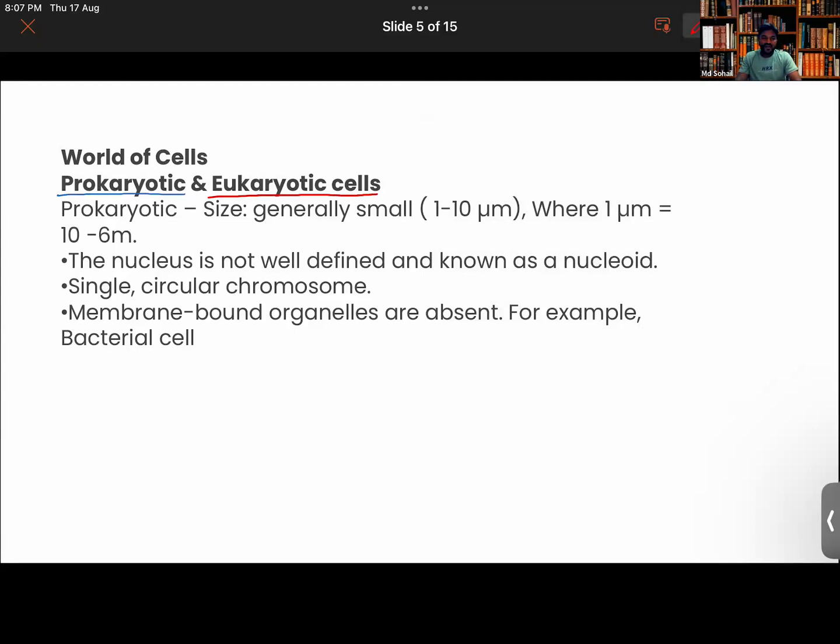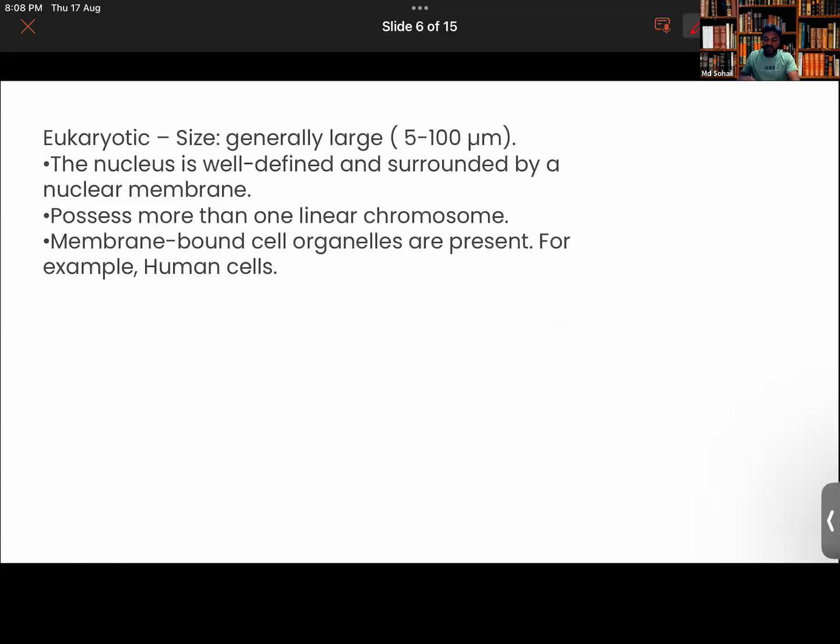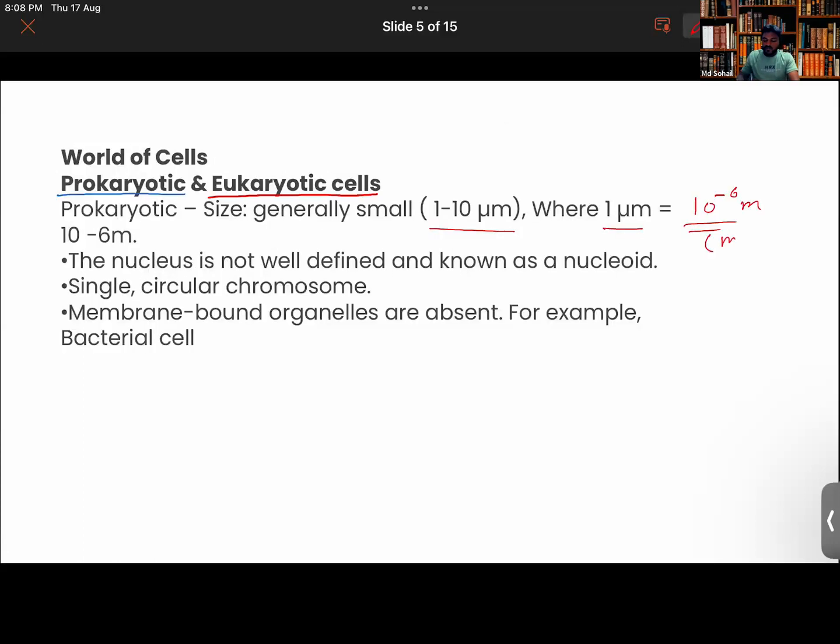Generally, the size of prokaryotic cells is very small, ranging from 1 to 10 micrometer. The nucleus is not well defined, we will come to that as well. Where 1 micrometer is equal to 10 raised to the power minus 6 meter, basically 1 millionth of a meter, right? Also, it is called a micron.